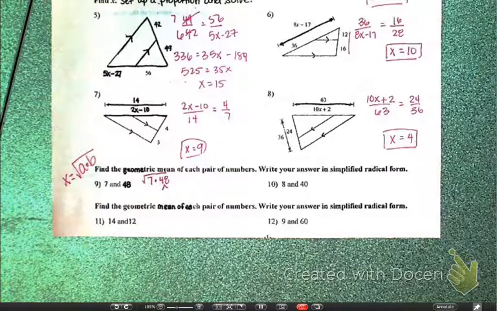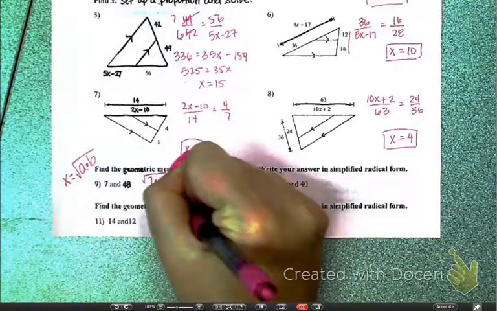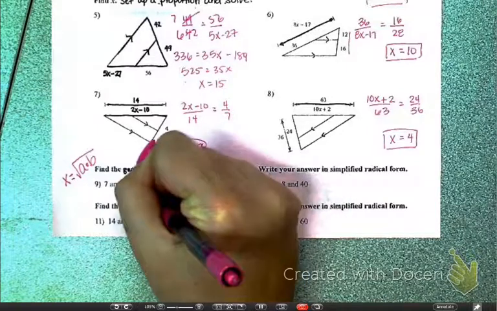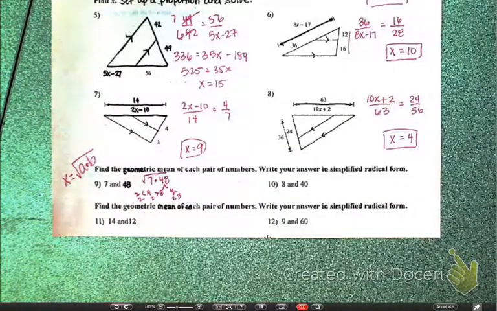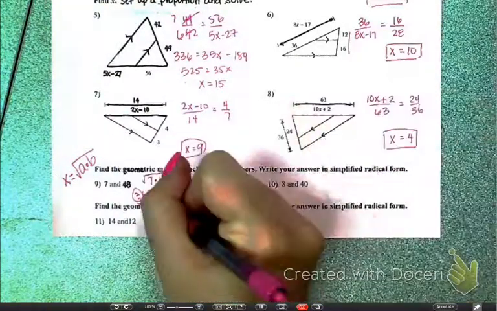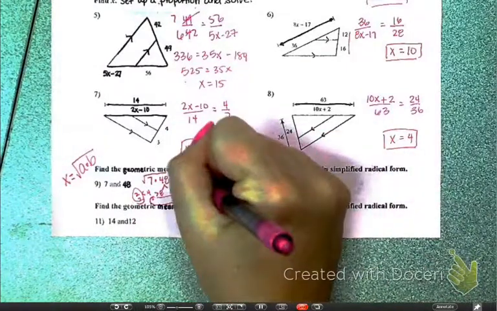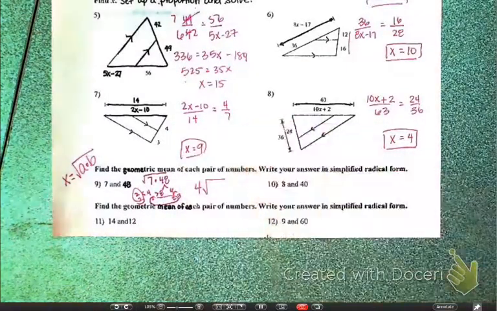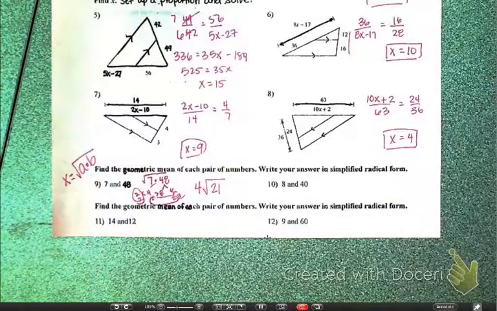7 doesn't factor, but 48 breaks down to 8 and 6, 2 and 3. I need to go sideways. Do we have any pairs? We have 2's and another pair of 2's. So 2 times 2 is 4. And what's left over? The 3 and the 7, which gives you 21.